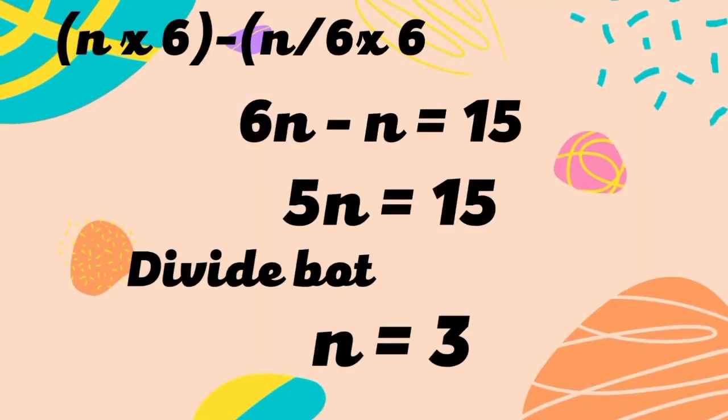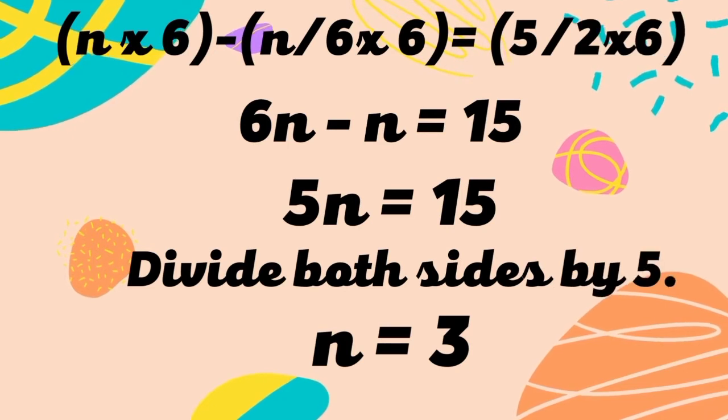And when you do that, n times 6 will give you 6n. N over 6 times 6 will give you n, where 6 cancels 6. And then 5 over 2 times 6 will give you 15. So you have 6n minus n equals 15. Then 5n equals 15. Then the next step is to divide both sides by 5. So if you divide both sides by 5, your n becomes 3.